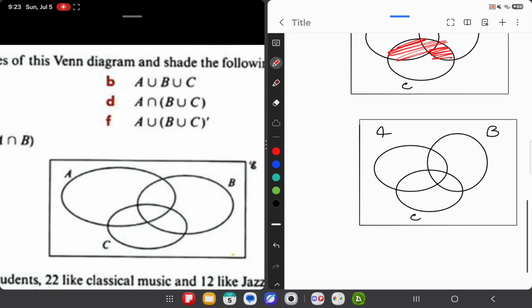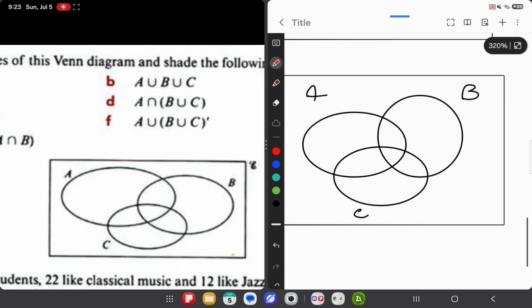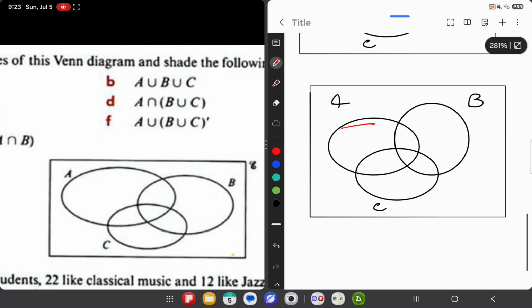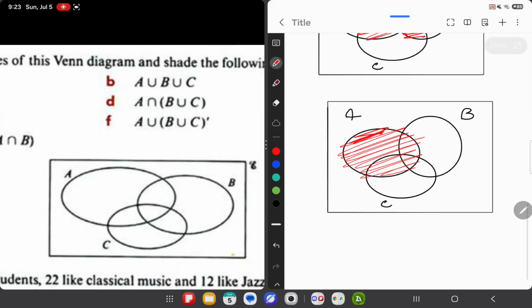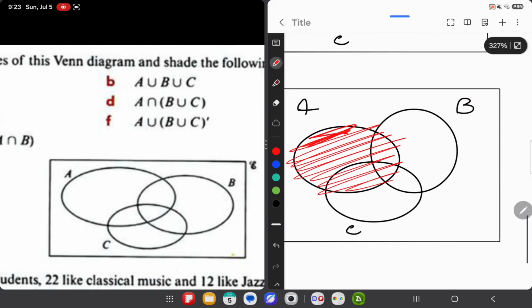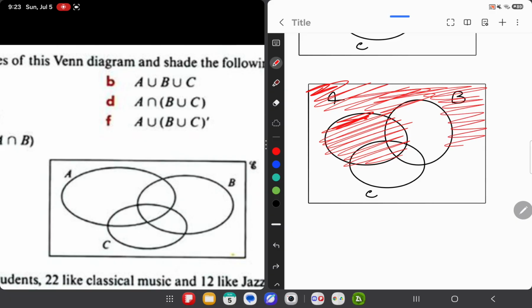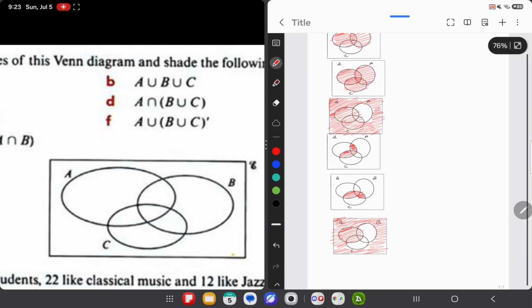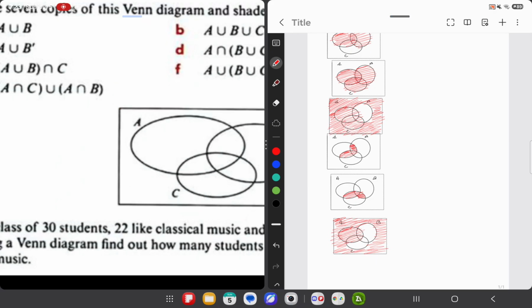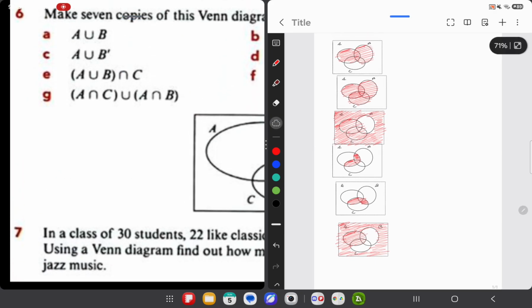F. A union B union C prime. Now B union C prime, what was that? Let's first shade A. I told you A union B union C prime was the area outside this region that I shaded in this strawberry red color. So we do outside this region. It will look messy. You guys can use your pencil. Remember, you have to use your pencil for shading, 100,000%. This last one.